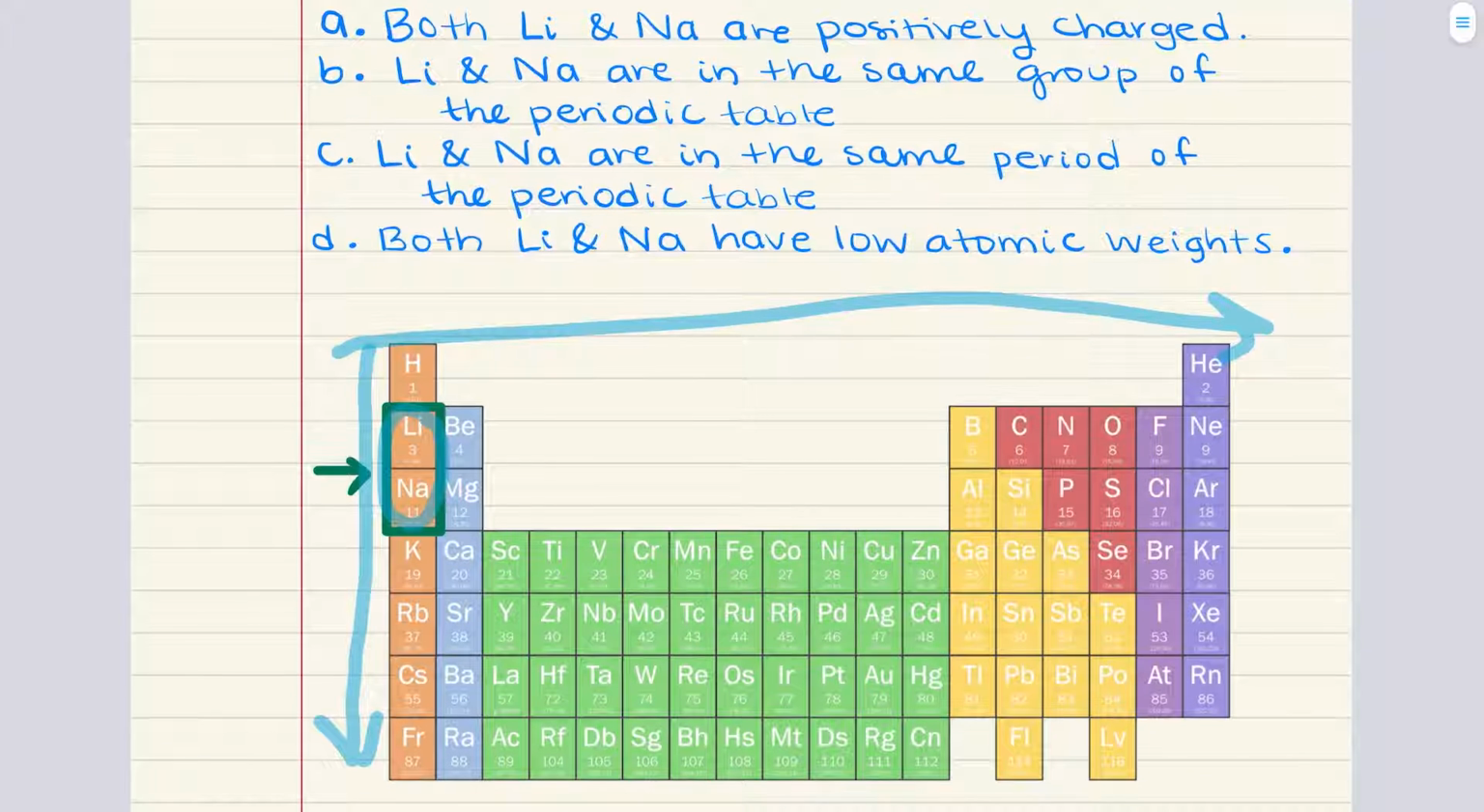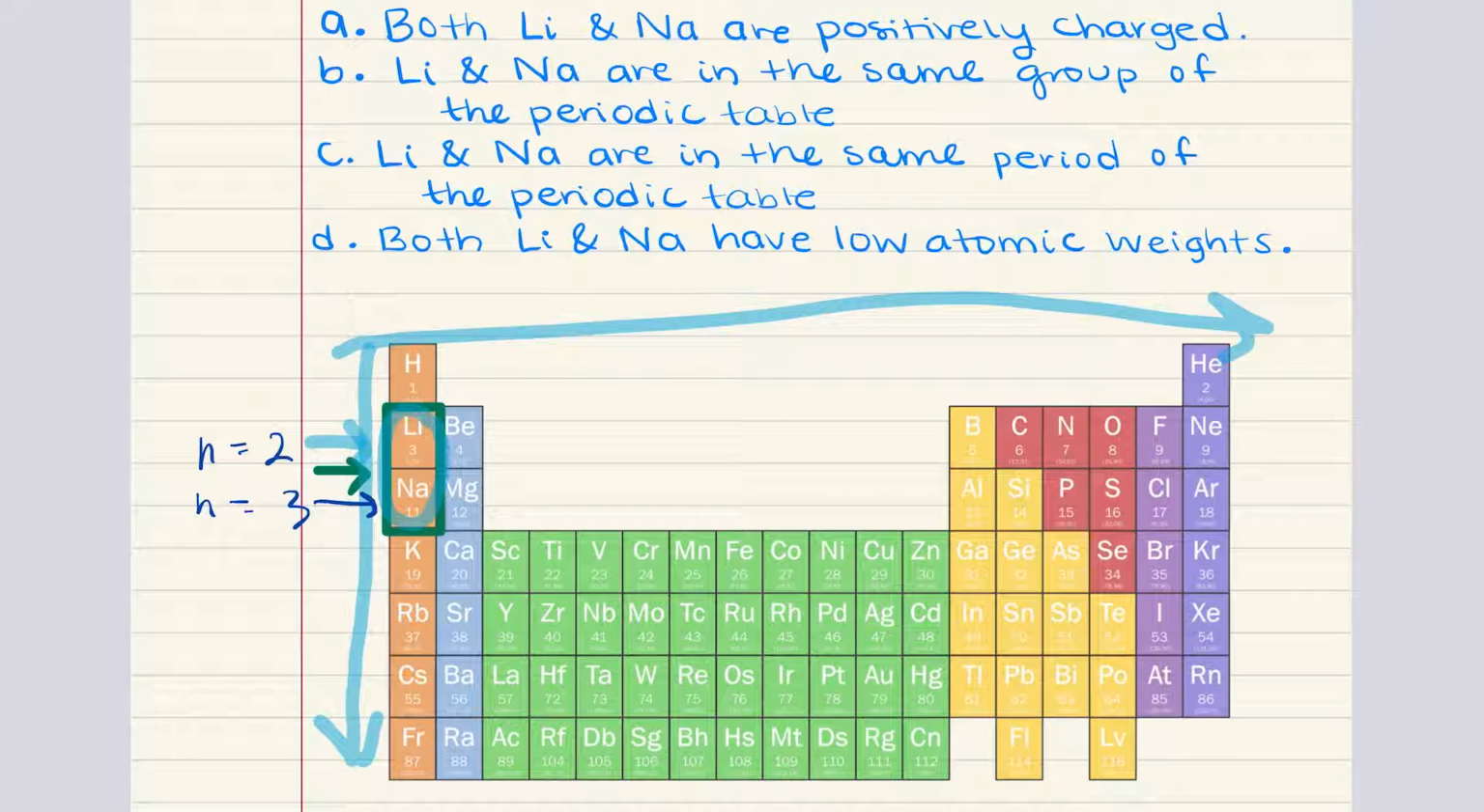Now, if we look at option C, it says lithium and sodium are in the same period of the periodic table. Now, this is completely incorrect because lithium is in period 2 and sodium is in period 3. So they are not in the same period. In addition, elements in the same period do not necessarily share similar chemical properties. Instead, they exhibit trends across a period, like increasing electronegativity or atomic size, etc.